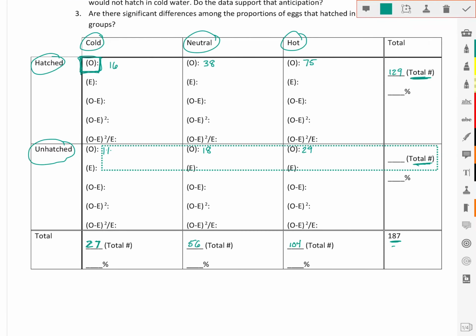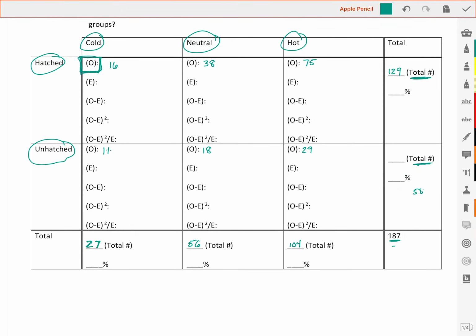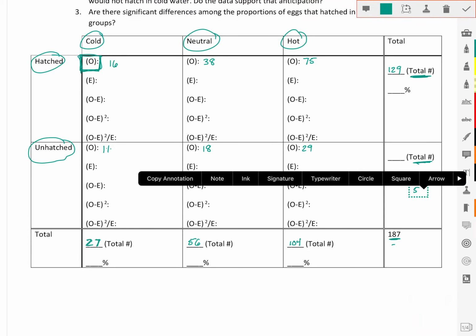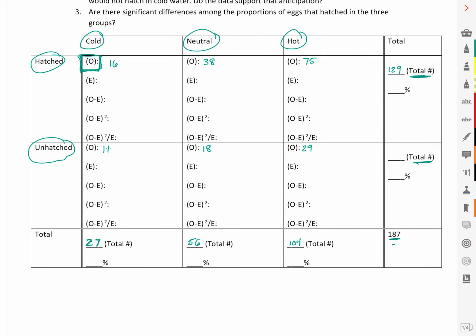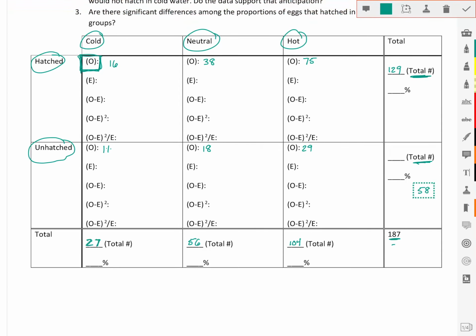But in either case, what we're going to get is 58. Oh my goodness. Let's try it again. 58. And now we'll move that up here. So we have 58 total.